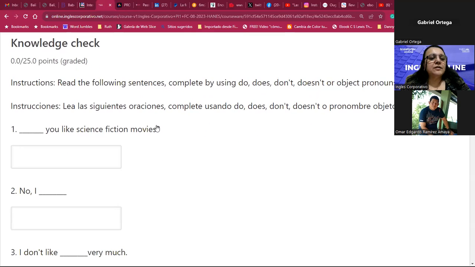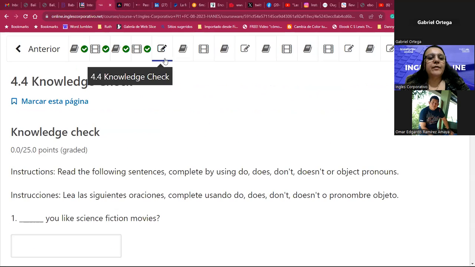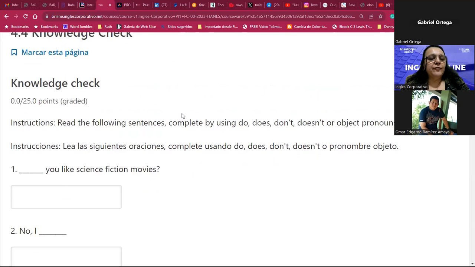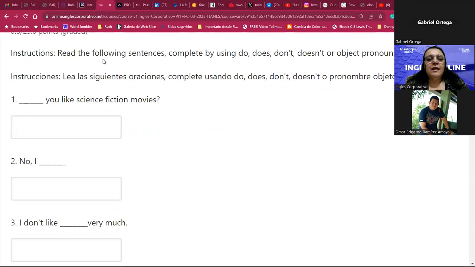Okay, check knowledge 4.4. Read the following sentences and complete them by using do, does, don't, doesn't, or object pronouns.